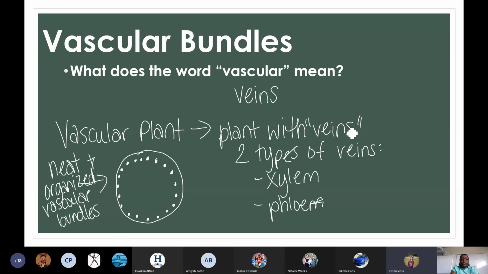Miss Neville, yes, ma'am. What are we going to learn on Monday? We're going to learn more about the stem, and we're going to be dissecting a celery stalk.